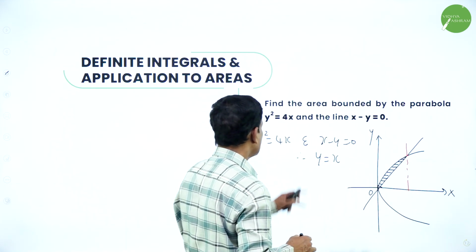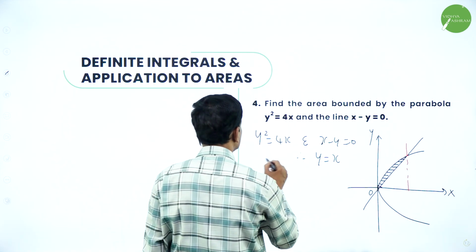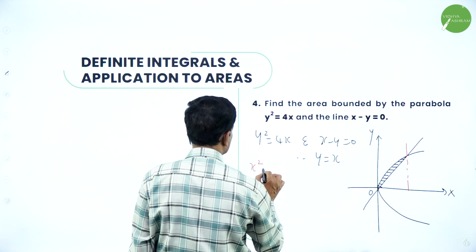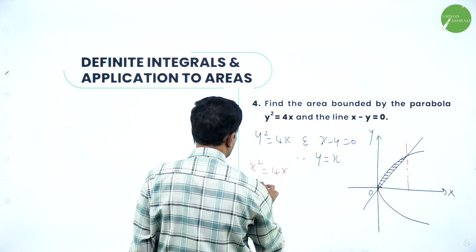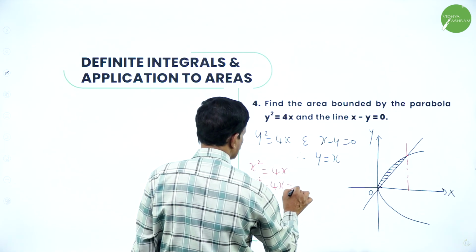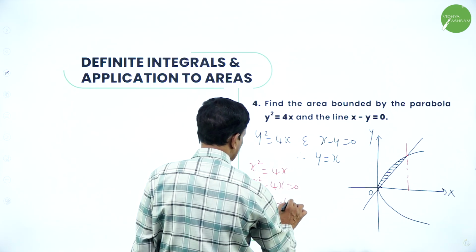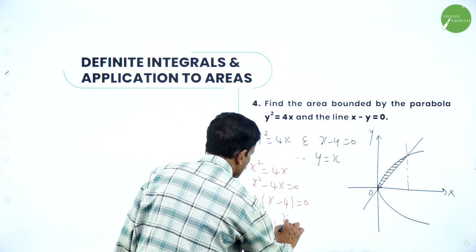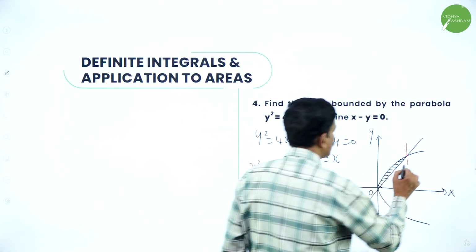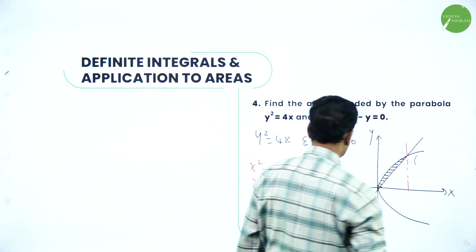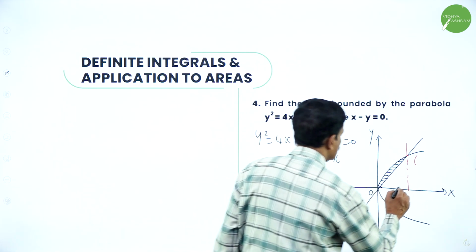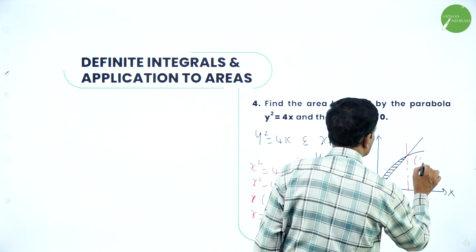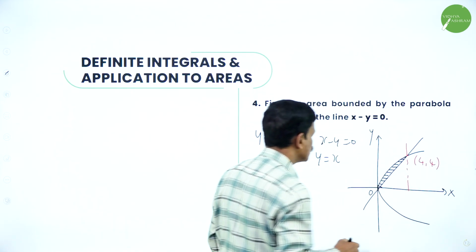Okay. Now solving these two, solving equation 1 and 2, put y is equal to x here, this becomes x square is equal to 4x, or x square minus 4x is equal to 0. You can take x common factor: x into x minus 4 is equal to 0. So x is equal to 0 or x is equal to 4. So the points are x is equal to 0 and x is equal to 4. Here this is x is equal to 4. This is 0 and therefore the points are 4 comma 4.